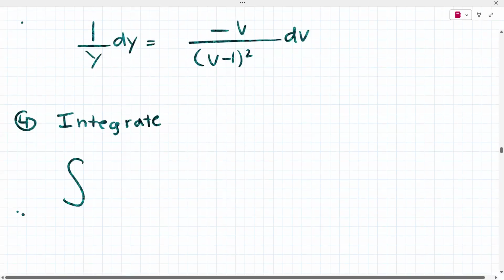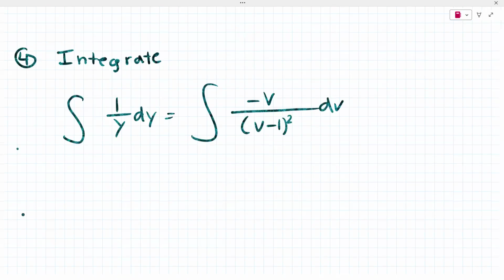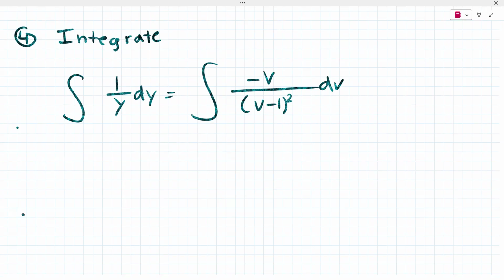You get the integration of 1 over y dy, and the integration on the right would be negative v over v minus 1 squared dv. This one's easy. The integration of 1 over y dy is ln of absolute value y, but this one is a little bit tricky. Could we do u substitution? No, that wouldn't work. I think we'll have to do what's called partial fractions.